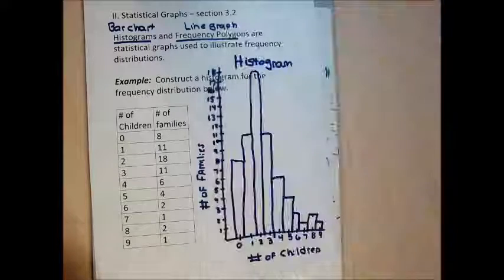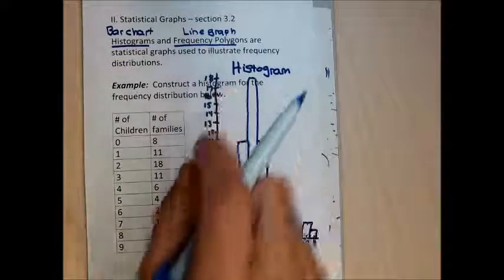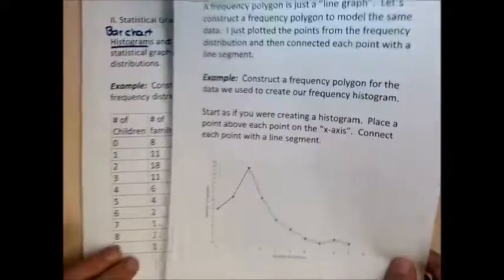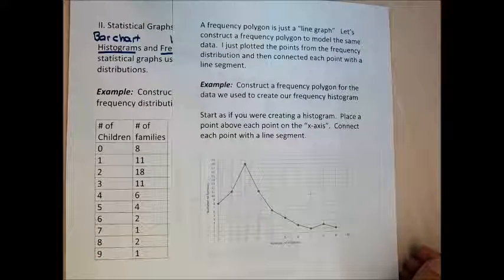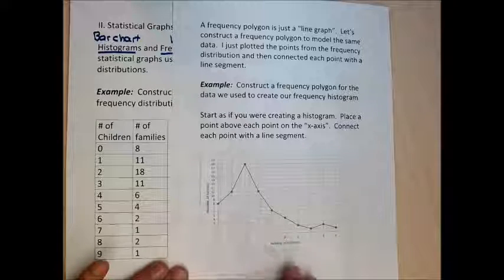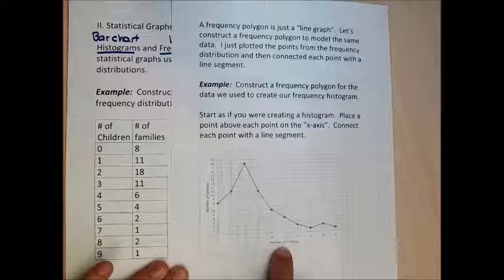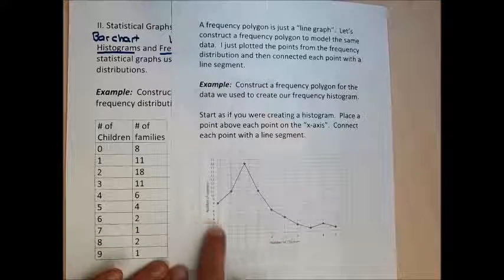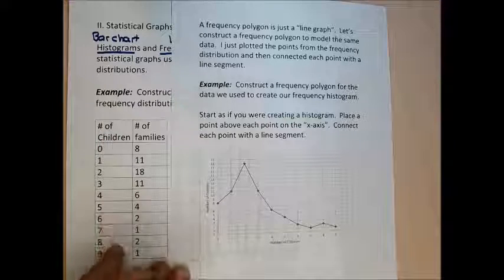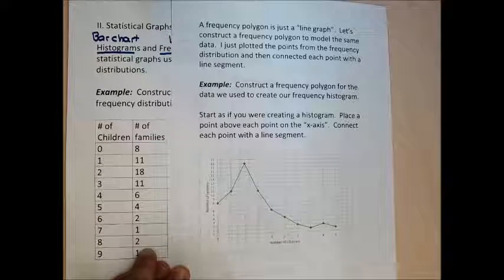So a frequency histogram from a set of data is real easy to do. A frequency polygon is equally easy to do. For this same set of data, if I want to make a frequency polygon, all I'm going to do is on the same sort of setup, x-axis or horizontal axis labeled number of children, y-axis or vertical axis labeled number of families. I'm going to put the numbers that I need from the X column along the x-axis, and the numbers I need from the Y column along the y-axis.